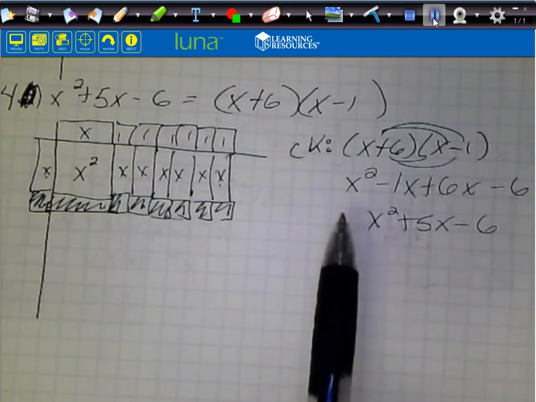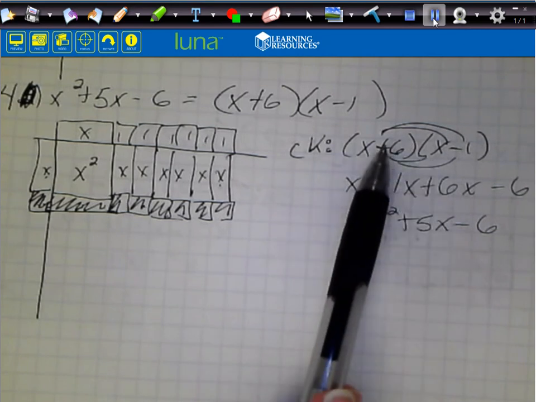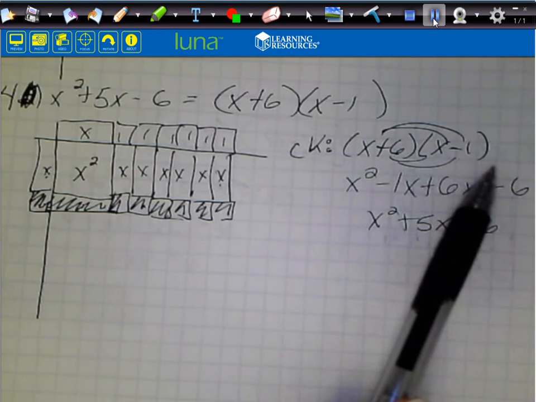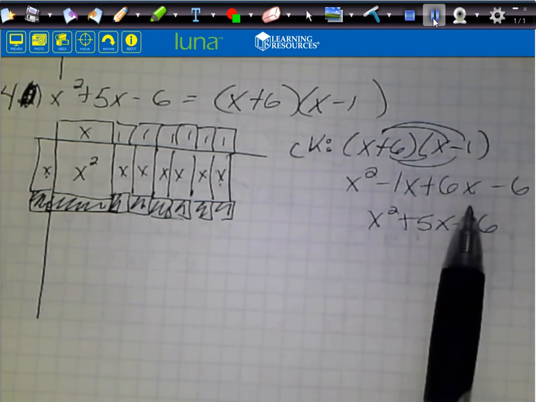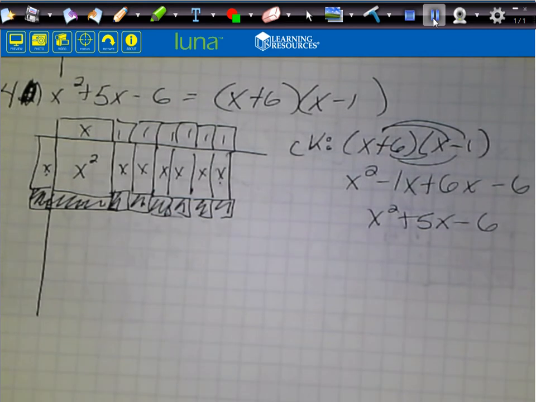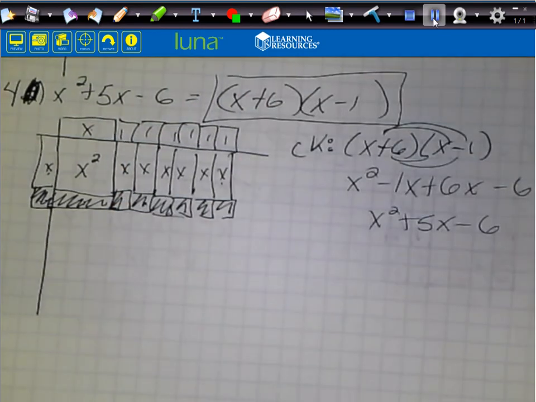If you didn't write it down the first time, please pause the video now and make sure you have it written. X times x is x squared, x times negative 1 is negative x, 6 times x is 6x, and 6 times negative 1 is negative 6. I put those middle terms together and I get 5x, and that's exactly what I started with over here, x squared plus 5x minus 6. Again, make sure you have the algebra tiles, the actual answer here, and your check written before you move on.